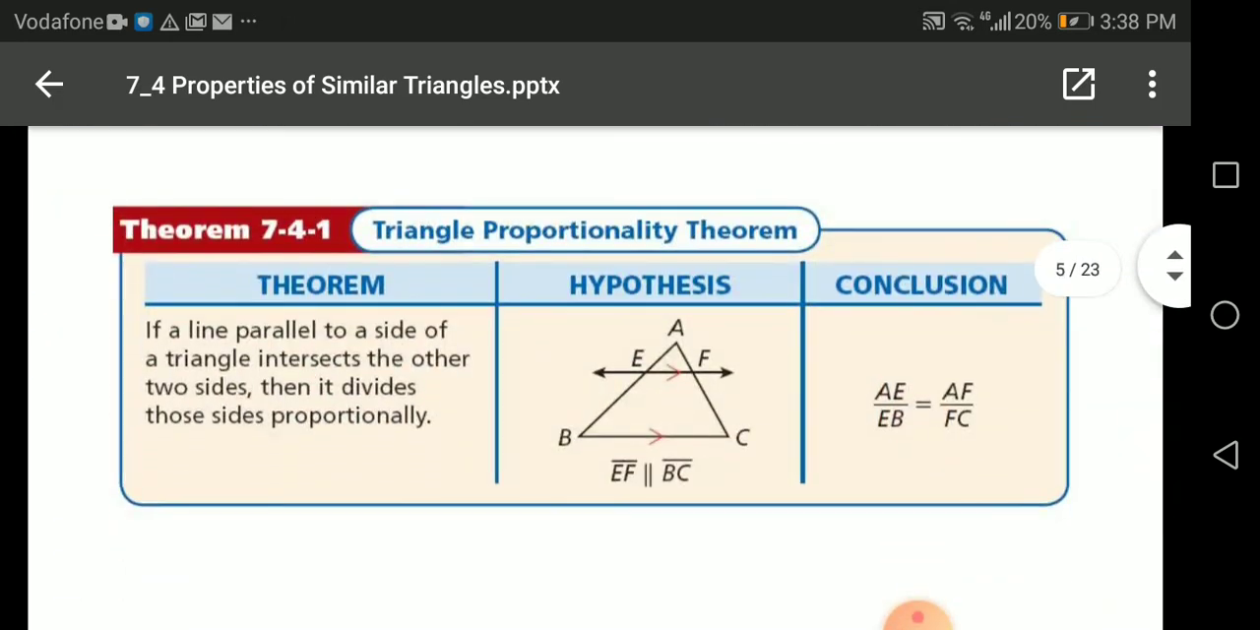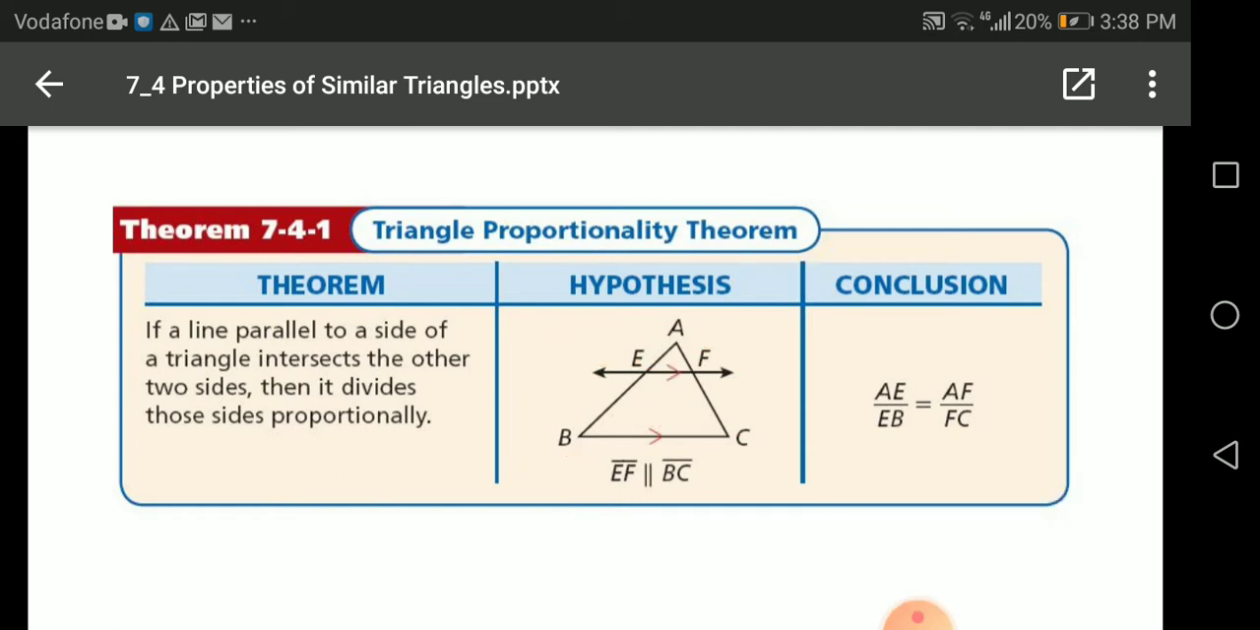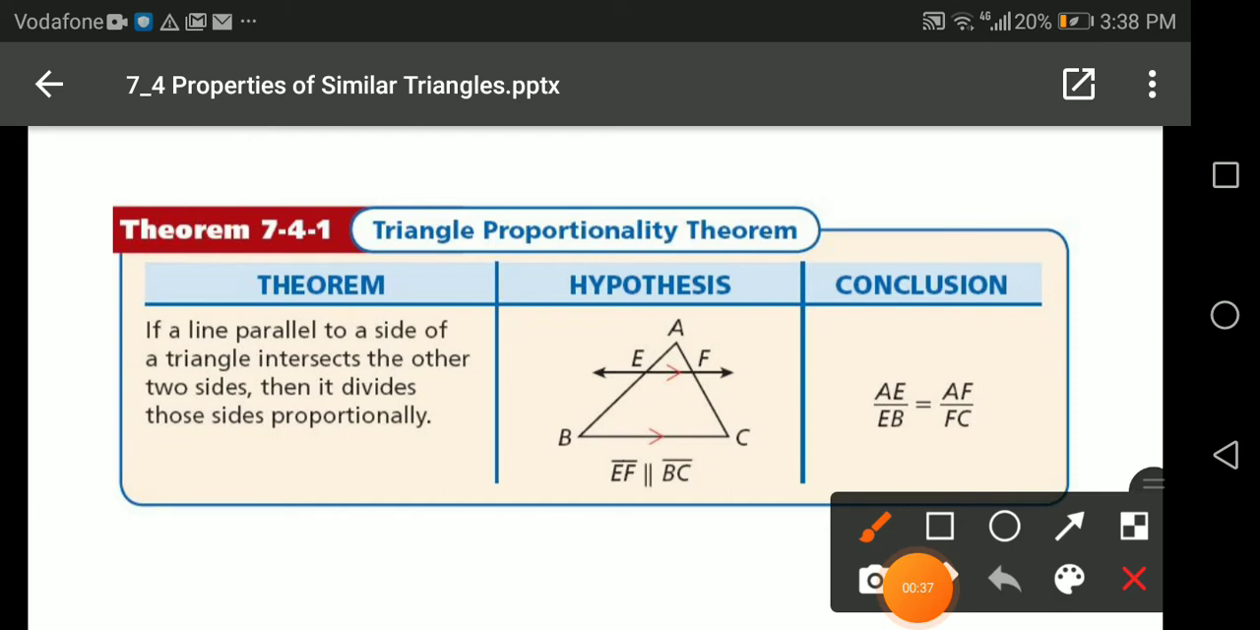We have here, as you see, this theorem. It's a very interesting one. If I have a line EF parallel to one side of the triangle, as you see, BC, line EF parallel to side BC, then I conclude that it divides the sides proportionally. Proportionally, what does it mean?